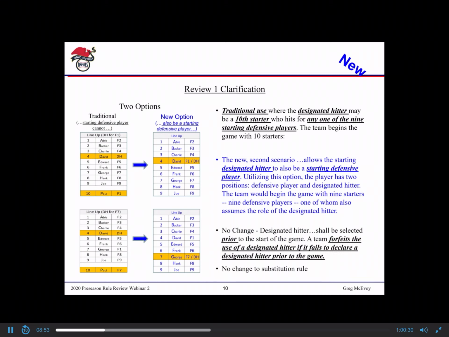And there's no change with the DH. The team will forfeit the use of the DH if it is not listed in the starting lineup. So if they want a DH, it has to be identified. If it's not identified, then they don't get to use the DH at all in that game.